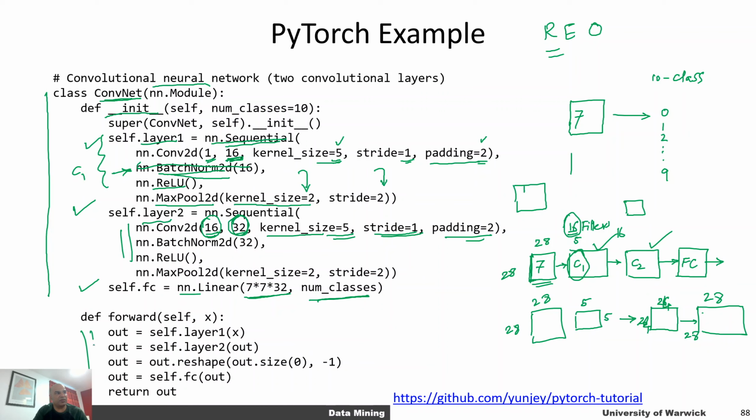This function describes the connectivity. You have a single input image. You pass it through the first layer. You pass the output of that to the second layer. You reshape or flatten it, and then you pass this to the output layer, and you return the output. So this is the representation bit of our neural network here.